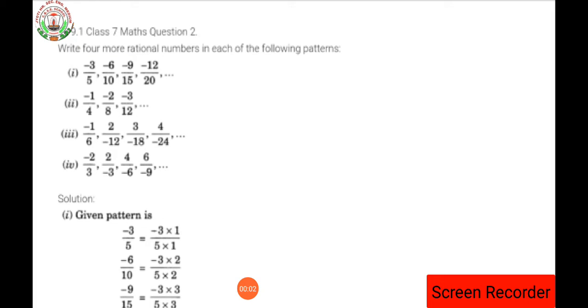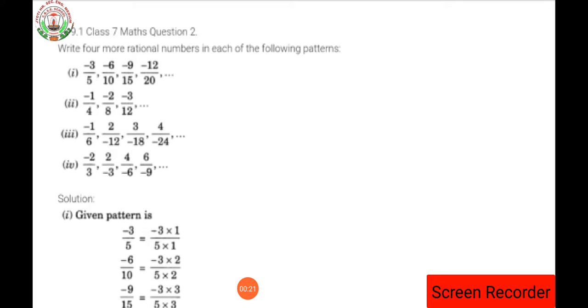Good morning to everyone. Today we will have the revision of exercise 9.1 from chapter number 9, Rational Numbers. Question number 2. In the previous video we had already completed question number 1. Hope you people understood. So dear students, what is asked here? Write 4 more rational numbers in each of the following patterns.